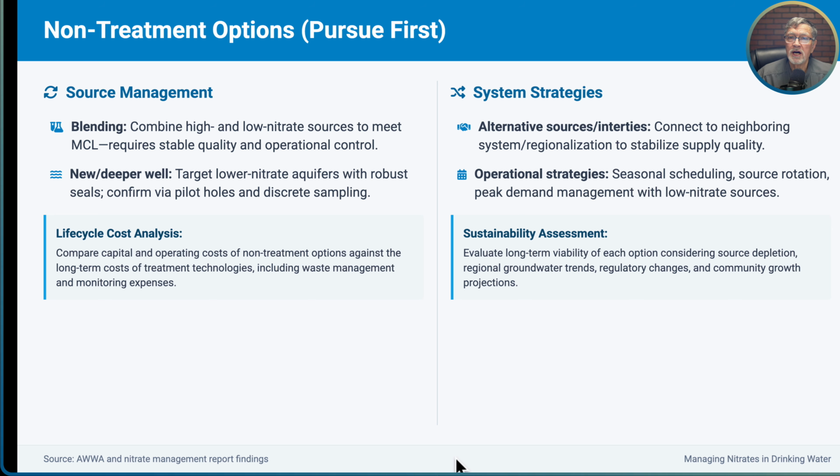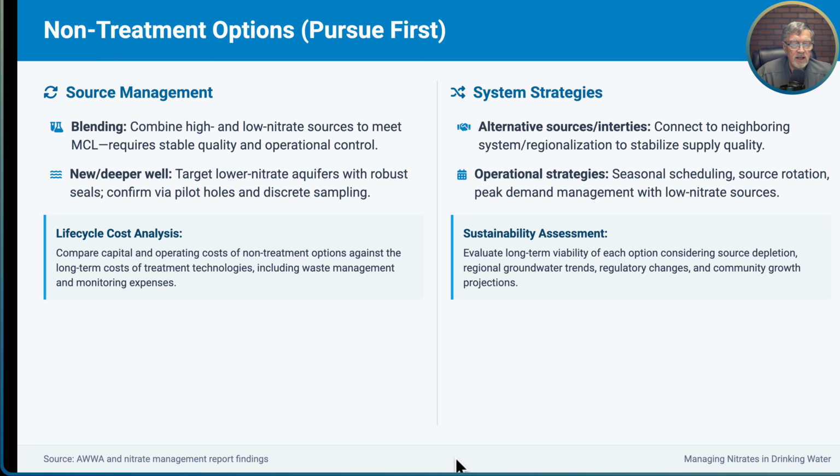There's going to be a little bit more monitoring required to confirm that you're hitting your targets because of the blending, but that's certainly a legitimate option and far cheaper than installing a treatment system, as we'll see shortly. And a new deeper well: if you don't have any options to deal with your existing wells, then you might want to look at a new deeper well and do some testing, a pilot hole, and some vertical profiling to see if a deeper zone might provide the nitrate-free or reduced nitrate concentrations you need. So those are the best options for non-treatment.